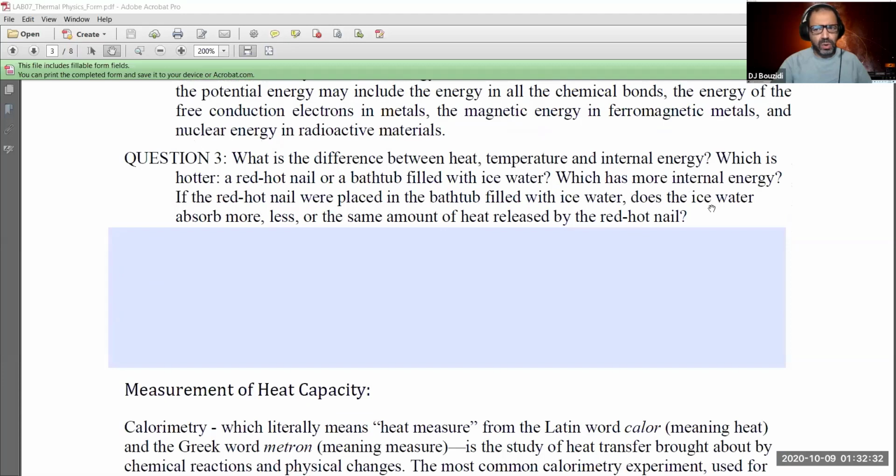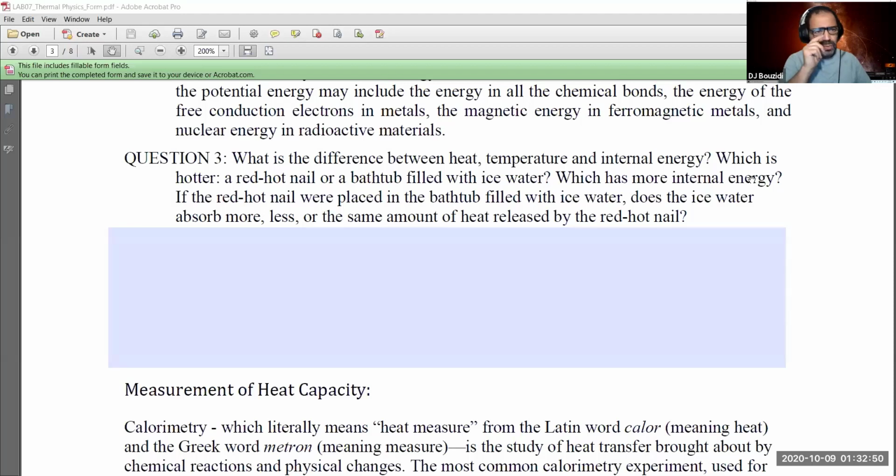So it's just basically going through a definition. What is the difference between heat, temperature, and internal energy? That's part 1 of the question. Which is hotter, a red hot nail or a bathtub filled with ice?